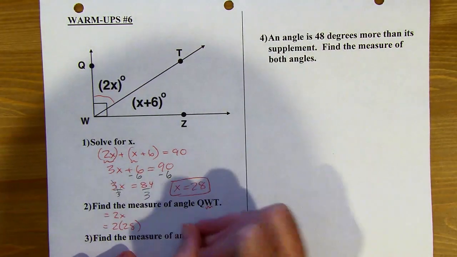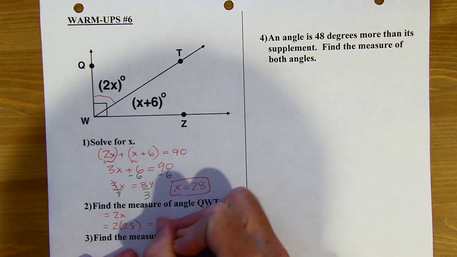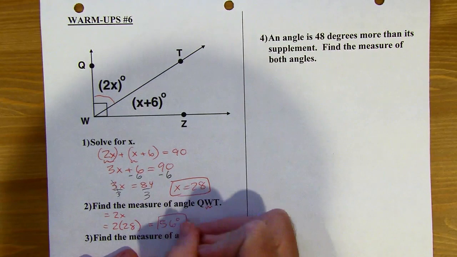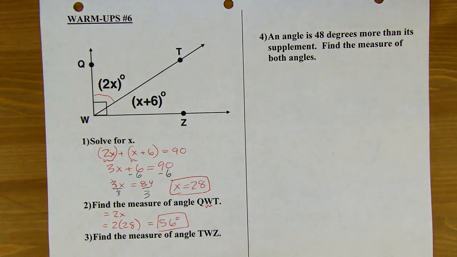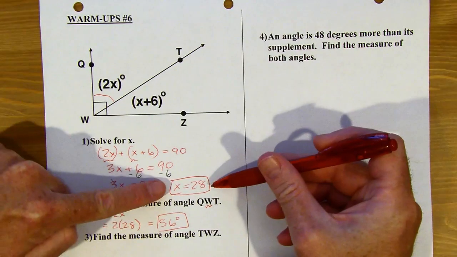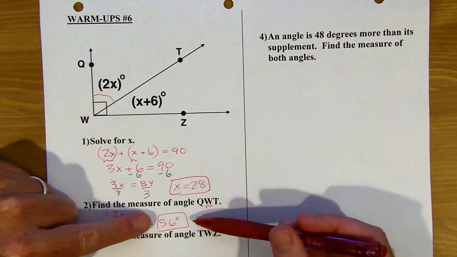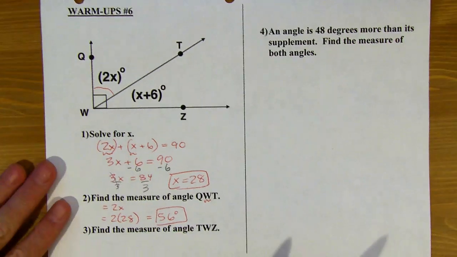And since this is the measure of an angle, I'm going to put the degree symbol in there. It's 56 degrees, right? This is just x. It's just the value of x that you would plug in. But here I'm saying the measure of an angle. That's why I have the degree symbol there, okay?